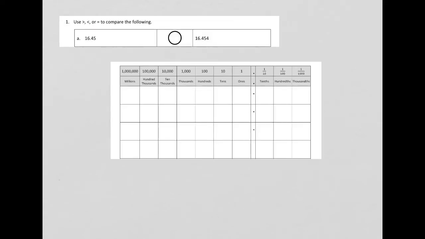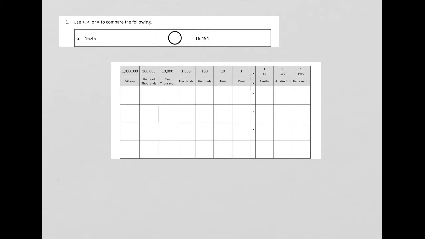Okay, we are on Module 1, Lesson 6, where we're going to look at comparing fractions or decimals with greater than, less than, or equal to. So we're seeing which one is bigger or smaller. So number one, they're having us compare these two numbers, 16.45 and 16.454, or 16 and 45 hundredths and 16 and 454 thousandths.